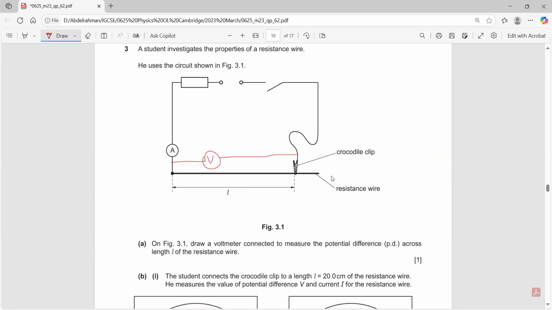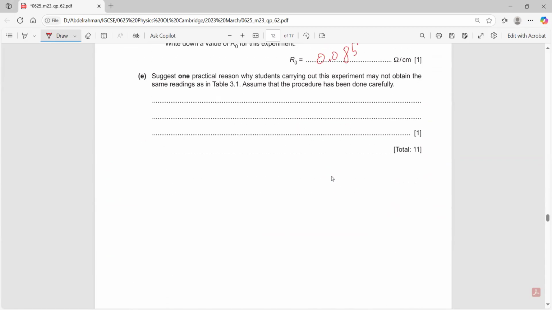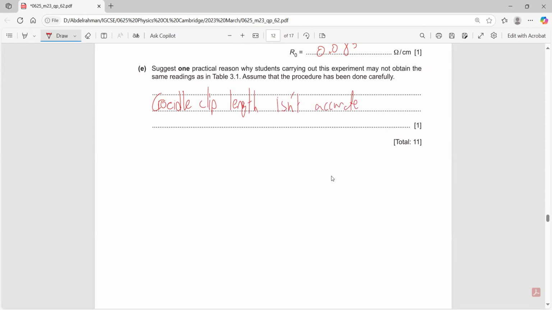One very common mistake is when you use this crocodile clip, you don't place it exactly at the indicated length. So sometimes the length is slightly greater or slightly less than the length needed. So there is a problem. The crocodile clip length isn't accurate enough. You place it a couple of millimeters above or below the intended length.